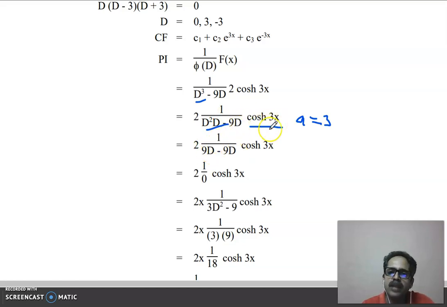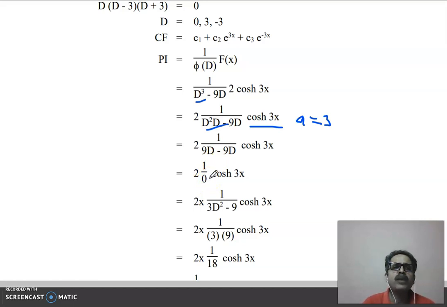You know, in this type we have to replace D square by a square, keep D and constant terms as they are. So when we replace D square by 9 and keep D as it is, the first term actually contributes 9D, and the second term remains as it is. So we obtain here 1 by 0, that means the formula fails.